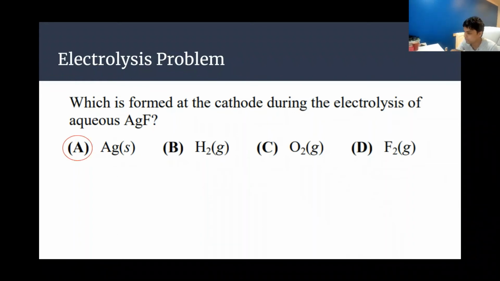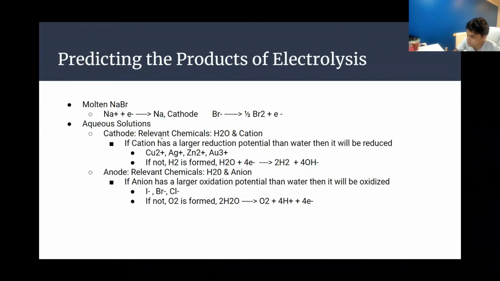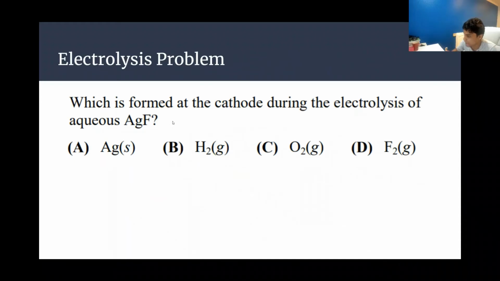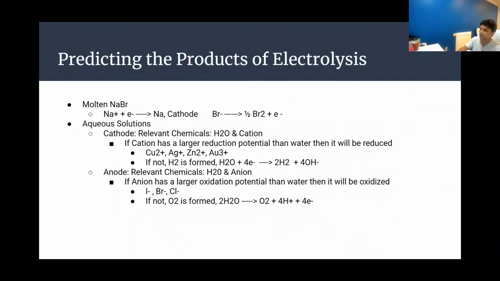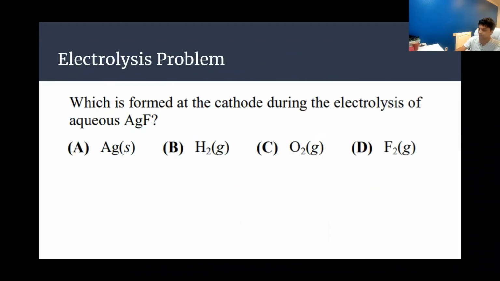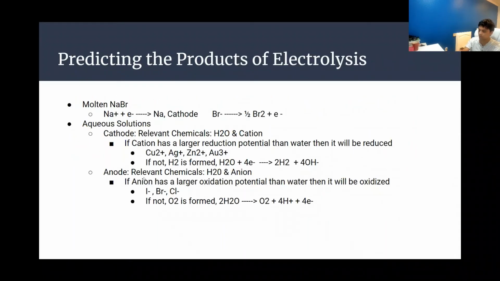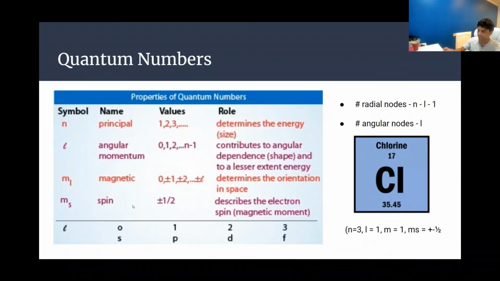As I said, at the cathode, Ag has a larger reduction potential than water, so it'll get reduced. And at the anode, fluoride has a smaller oxidation potential than water, so O2 would probably get formed, because fluoride is not one of these 3 ions. So the answer is A.